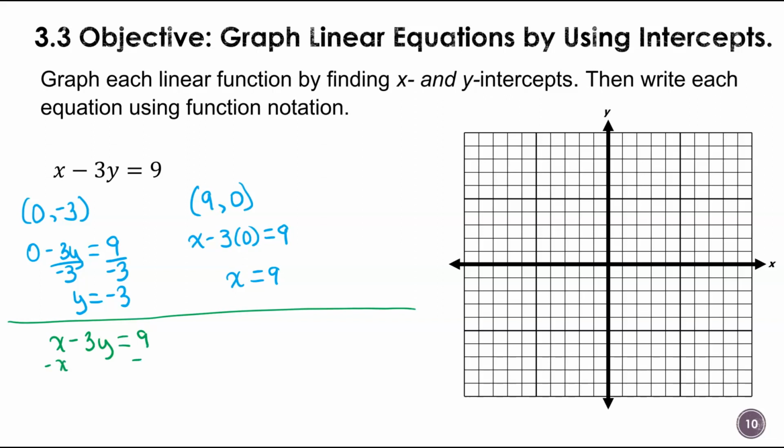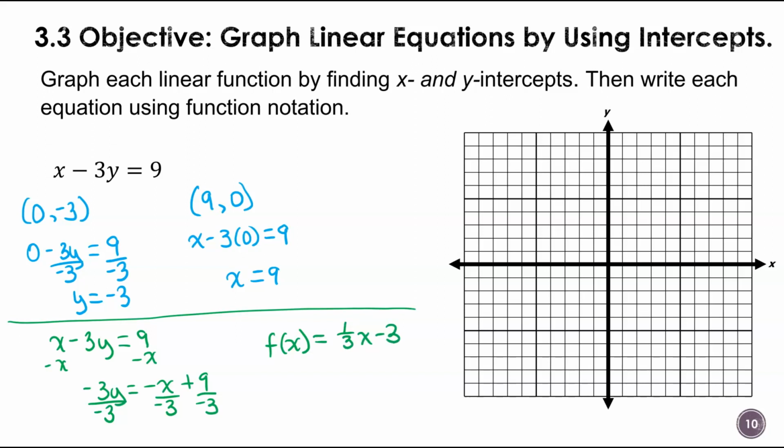So subtract x on both sides. I write the x in front of the 9 just because I'm putting it in that form, f of x equals mx plus b. Divide by -3, and then I replace the y, so I'll have f of x equals 1/3 x minus 3.